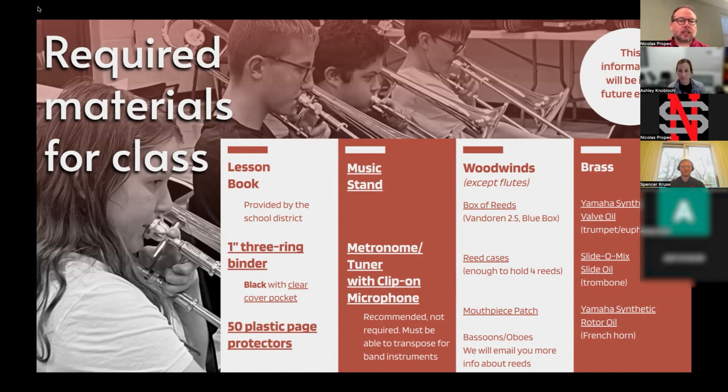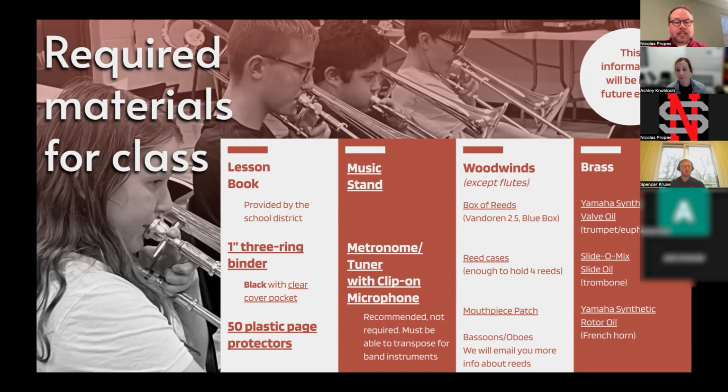But we do hand out a lot of individual sheets of music. And so it's helpful for them to have a place that they can keep it all organized, neat, and tidy. So we want them to have a 1-inch 3-ring binder with 50 plastic page protectors. And yes, we will use all 50 of those plastic page protectors. They end up getting a lot of music over the course of the year.